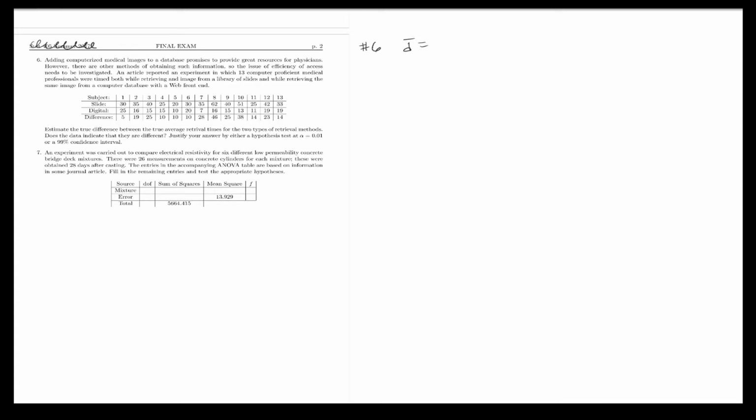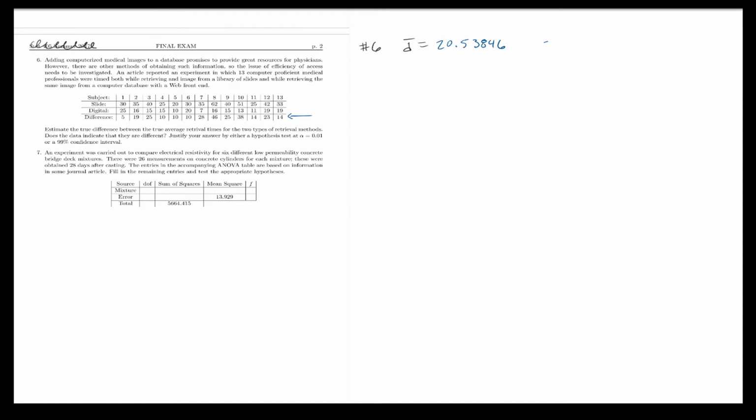D bar is going to add up this last row right here to get D bar. So that's going to be 5 plus 19 plus 25 plus 10 plus 10 plus 10 plus 28 plus 46 plus 25 plus 38 plus 14 plus 23 plus 14. So 267 divided by 13, I get D bar is 20.53846.